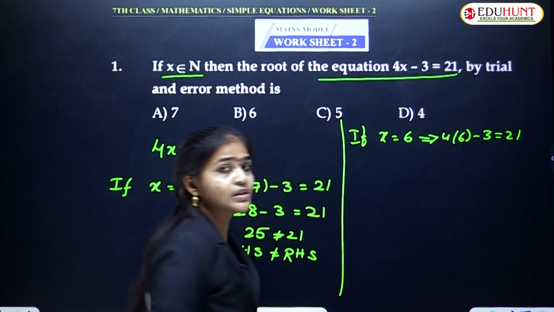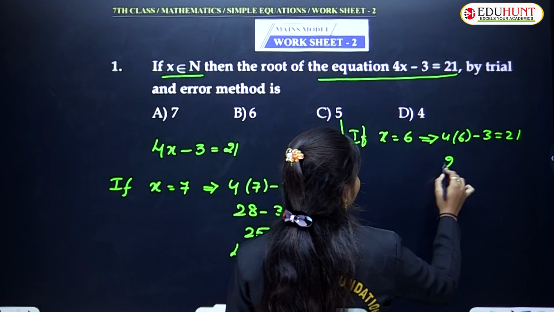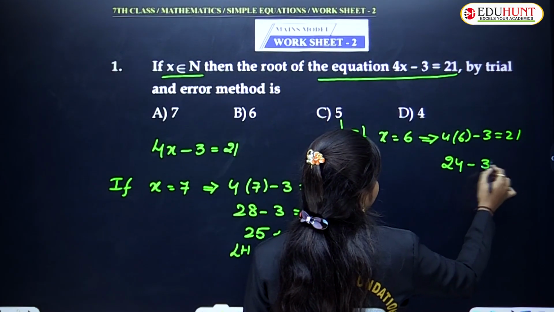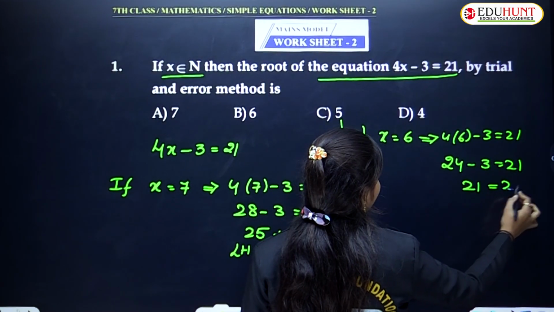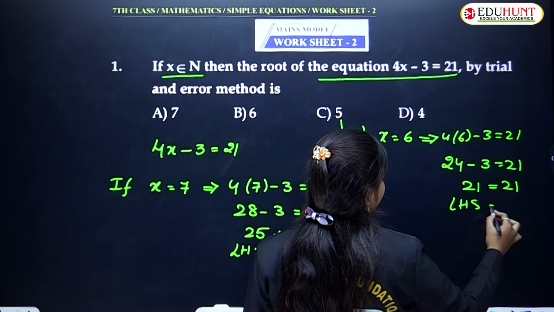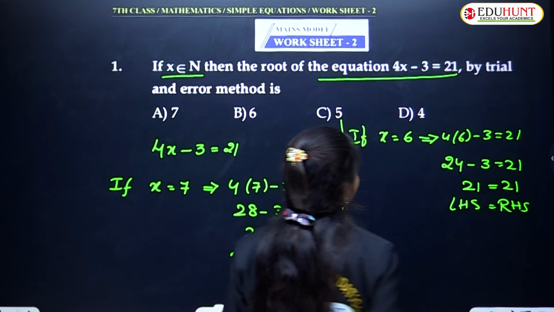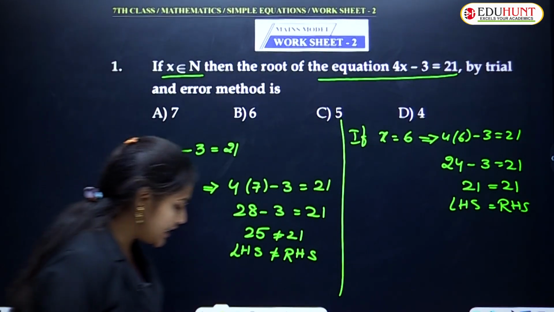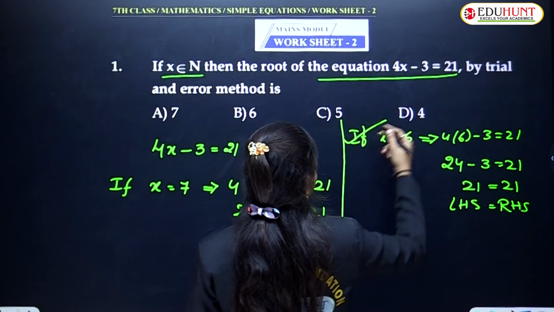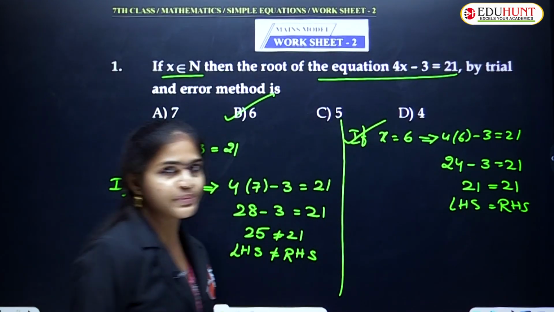Next, if x is equal to 6, then here 4 into 6 minus 3 is equal to 21? 4 sixes are 24, minus 3 is equal to 21. So 21 is equal to 21. Then here LHS is equal to RHS. This value is satisfying, no? So which option is correct here? If x is equal to 6, it is satisfied.